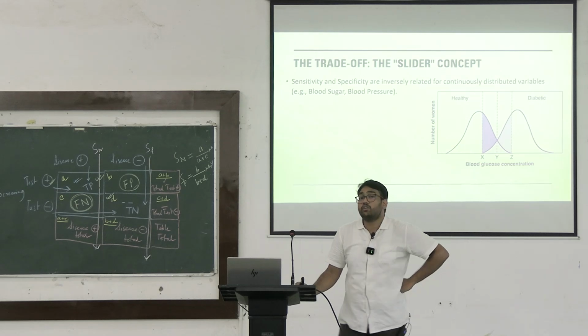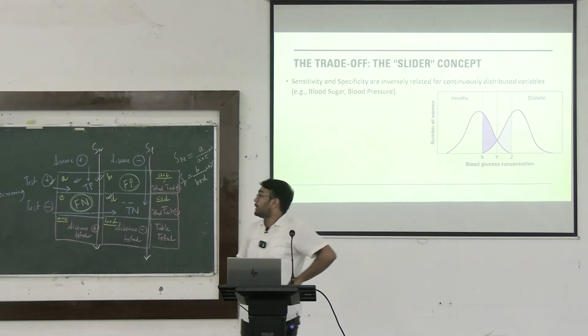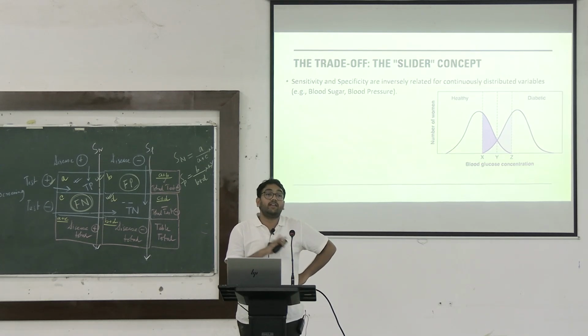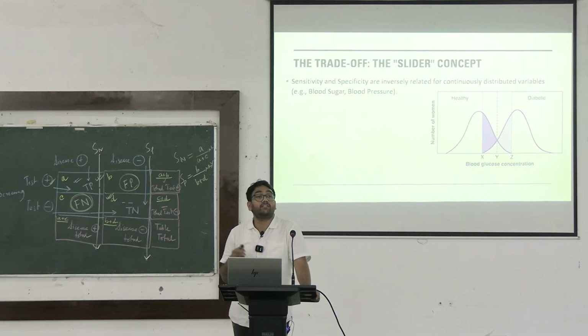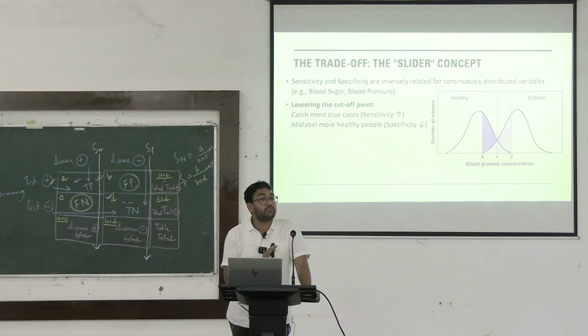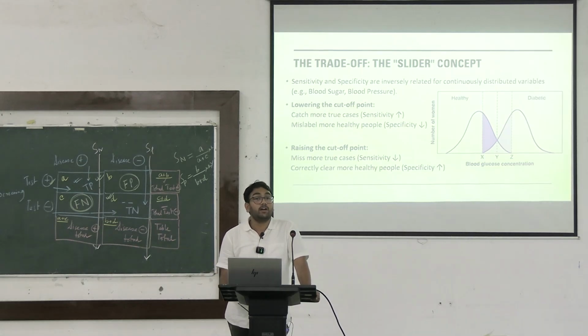So eventually what we have to do is arrive at a balance between sensitivity and specificity. Depending on the disease characteristics, depending on the healthcare system's ability, we go for a middle ground. So as you can see, lowering the cutoff point increases the sensitivity, reduces the specificity. Raising the cutoff point reduces the sensitivity, increases the specificity. So always we have to arrive at a balance.